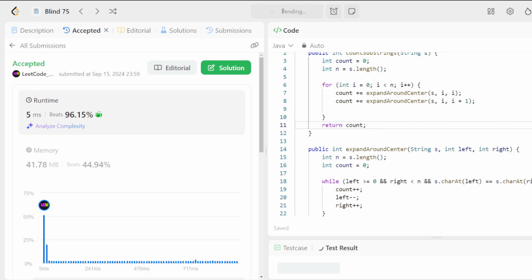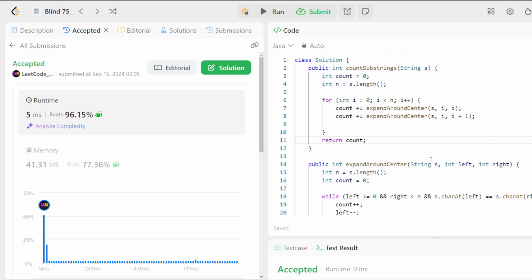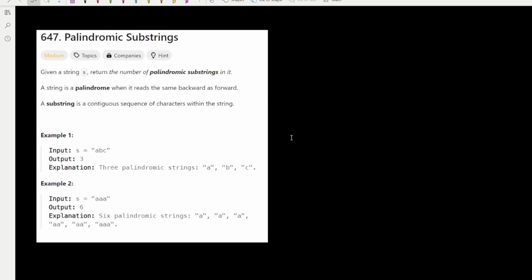So let's run again. And let's submit. Here we go. So I showed you how to write the brute force, the optimization, and how to refactor the optimization. Let's go back to the blackboard and explain the time complexity.